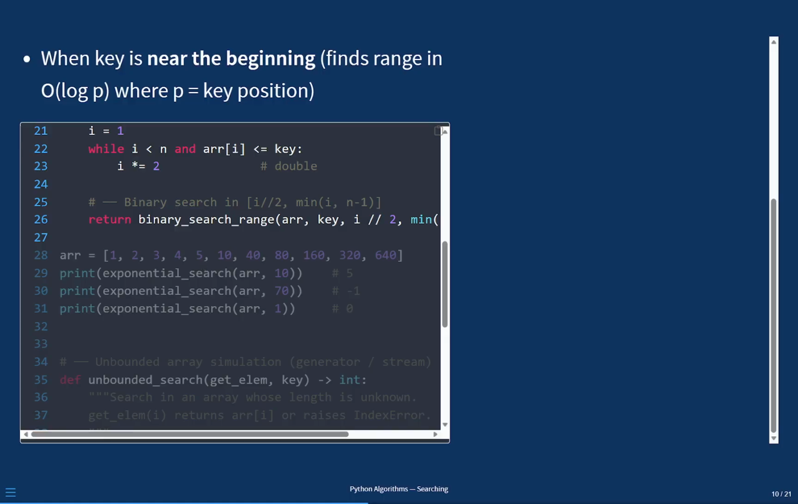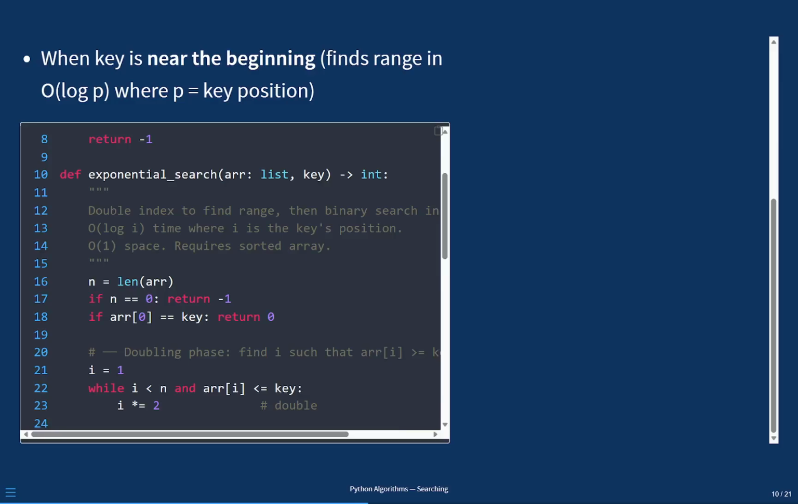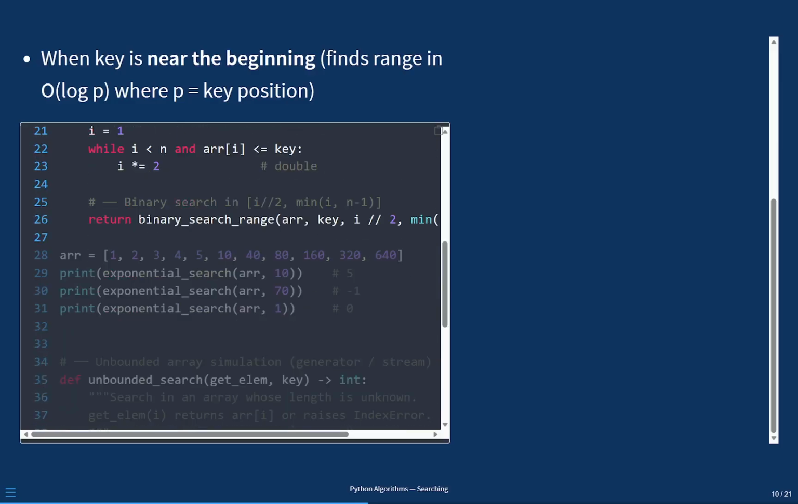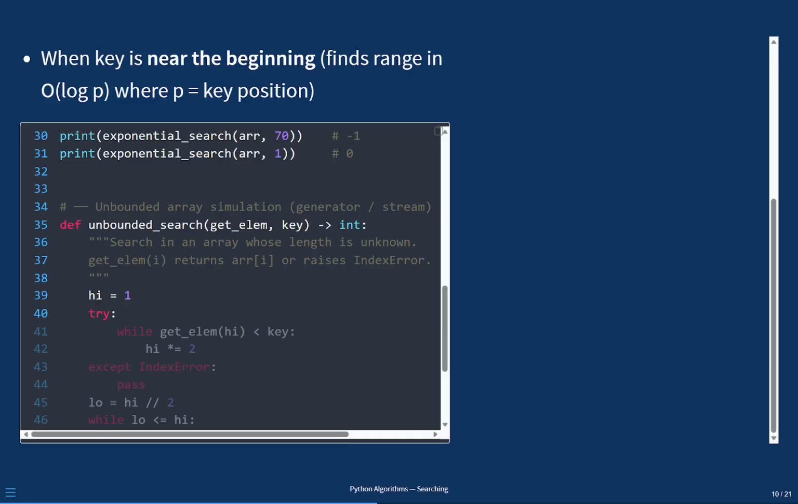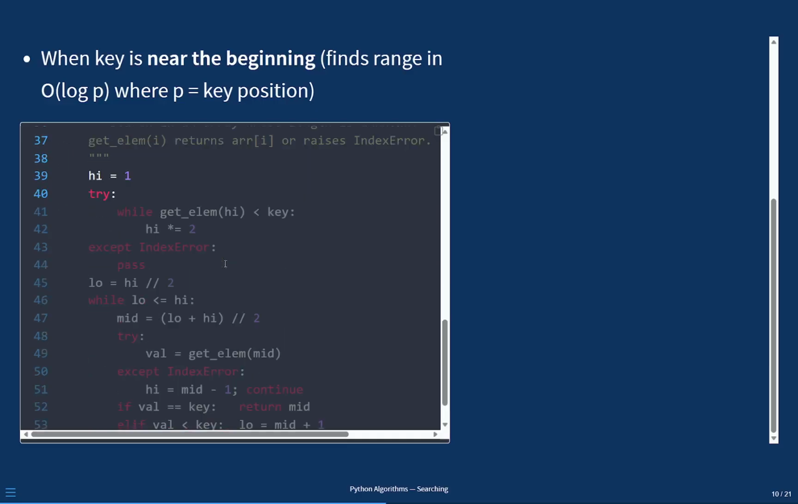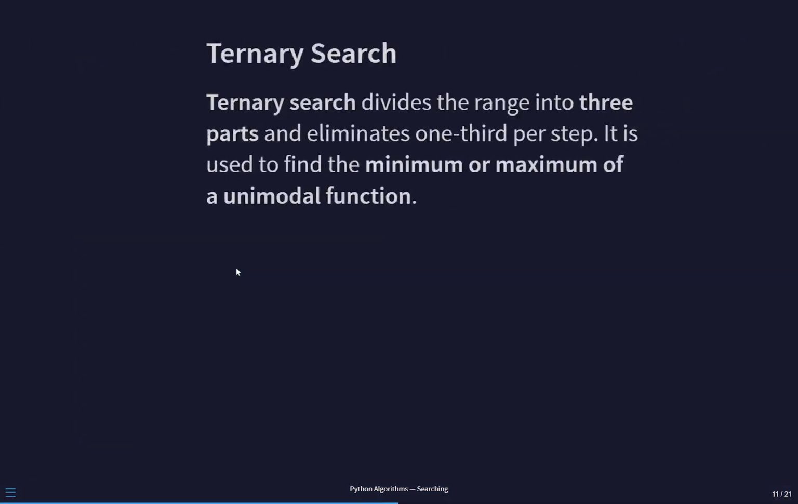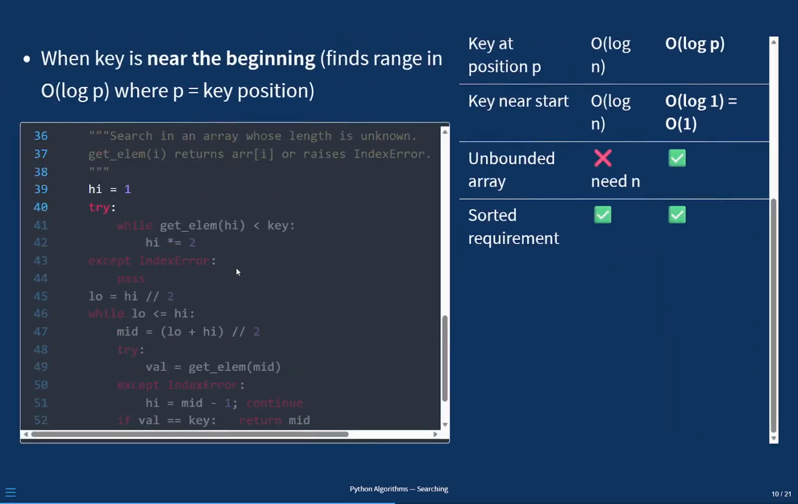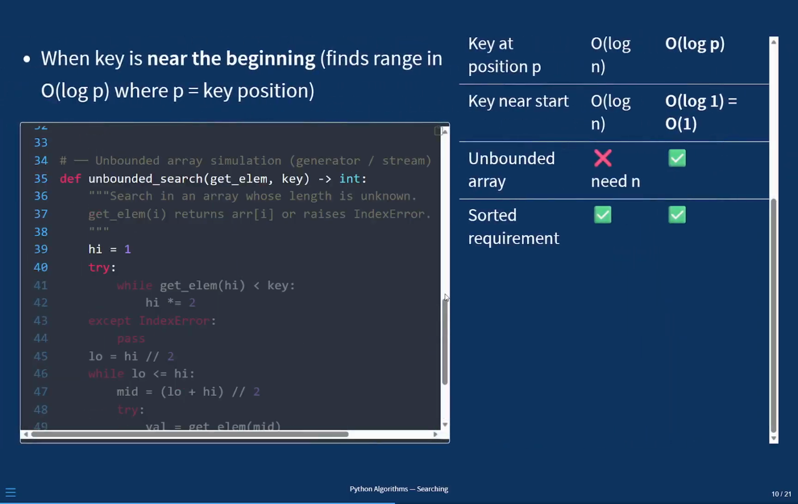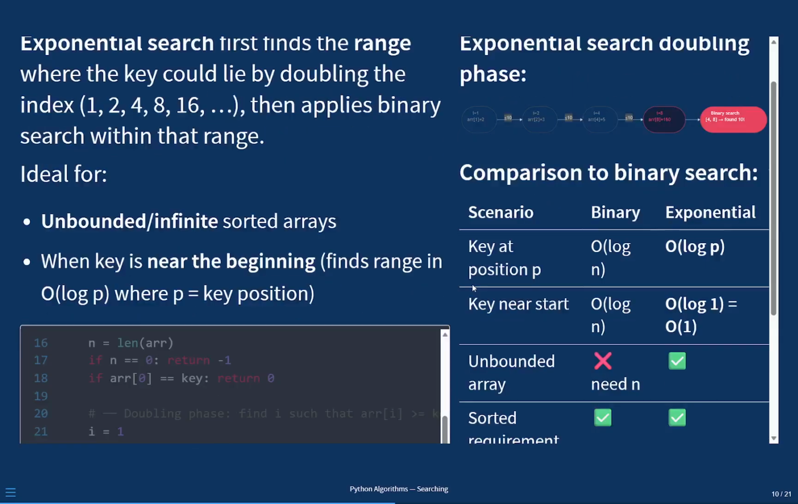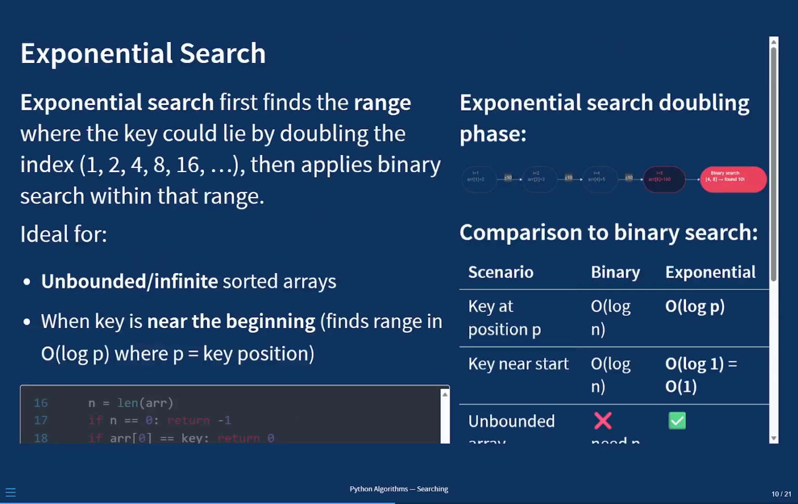Apply standard binary search in the range [i/2, min(i, n-1)]. The doubling phase costs O(log p), where p is the key's actual position. The binary search within that range also costs O(log p). Total, O(log p). If the key is at position 5, exponential search costs log 5, about 2 to 3 steps to find the range, then a few more for binary search.